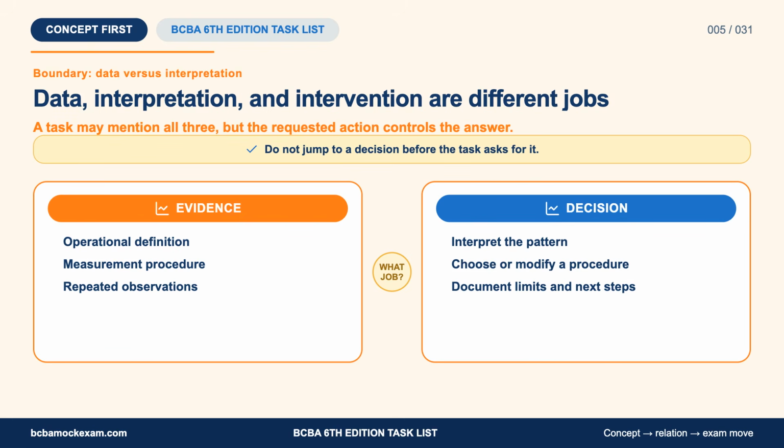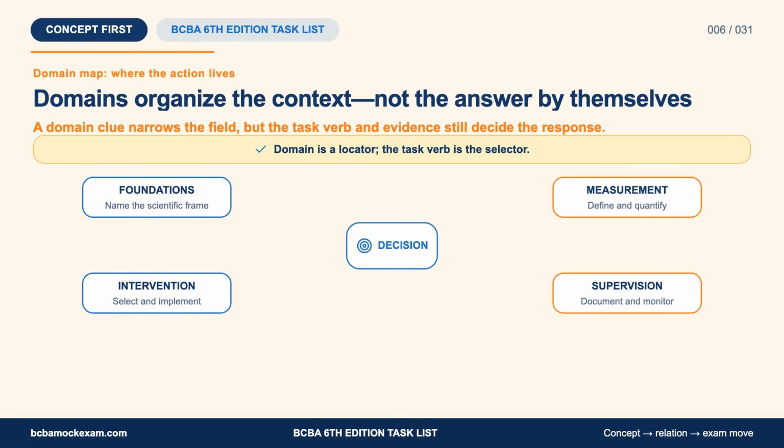Keep this rule in view. Do not jump to a decision before the task asks for it. Think of this visual as a route map from evidence to a defensible label. Domains organize the context, not the answer by themselves. A domain clue narrows the field, but the task verb and evidence still decide the response. The task list habit is to let the verb set the scope.